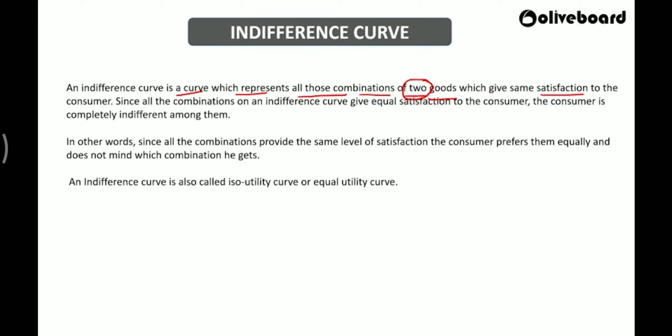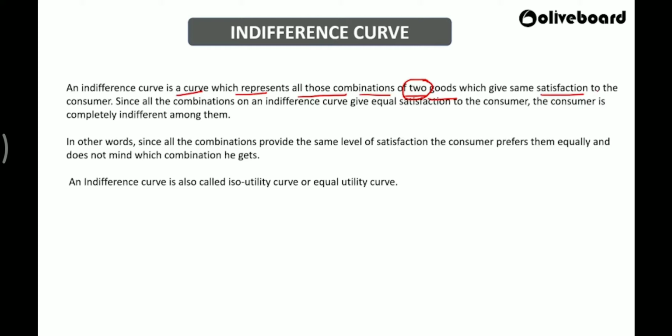So in this theory, what we are going to study is, we will take two products, two commodities, and we will rank them according to their satisfaction, with different combinations. Say for example, 1 unit of X, 2 units of Y, or 2 units of X, 1 unit of Y, like that. If you take a combination of two goods along the indifference curve, it will give the same satisfaction. Whatever the combination, it will give the same satisfaction.